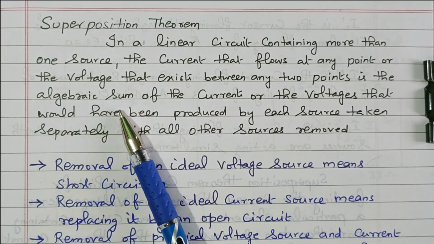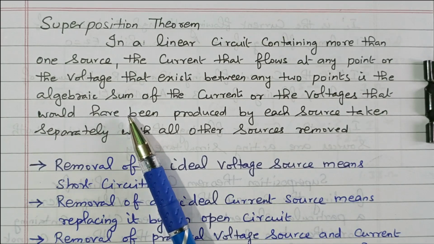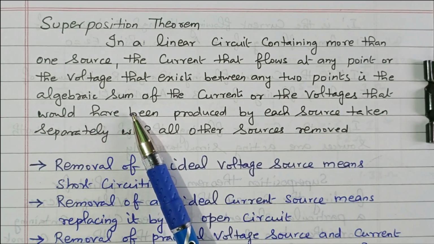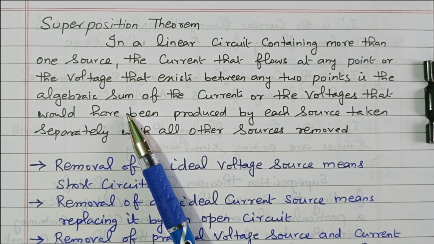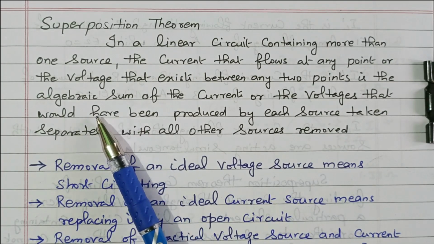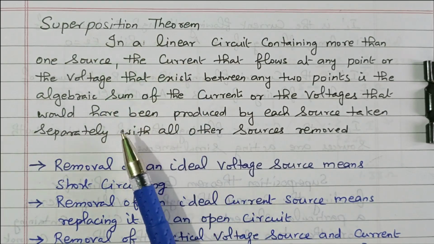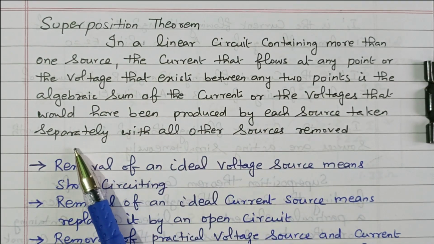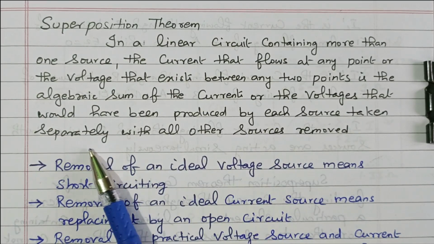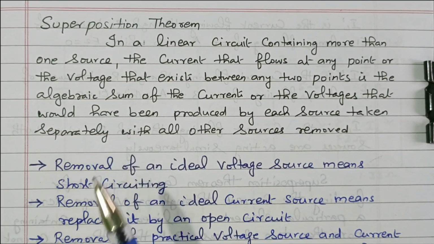For example, we have two sources available. Initially we need to consider only one source and find either voltage or current. Then we need to consider only the second source, by removing the first source, and find current or voltage. So the final value is nothing but the algebraic sum of current 1 and current 2. So that is the statement given by the superposition theorem, the algebraic sum of current or voltage, right? We need to find them separately. We need to consider only one source, other sources are removed, right?